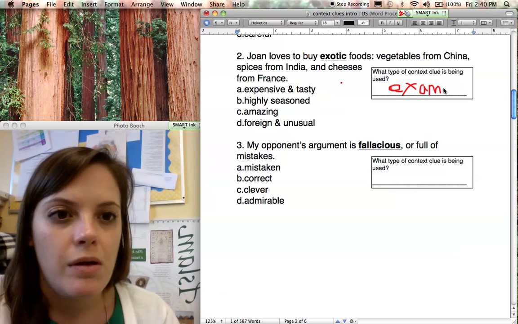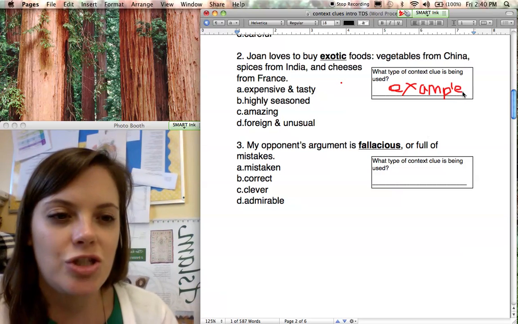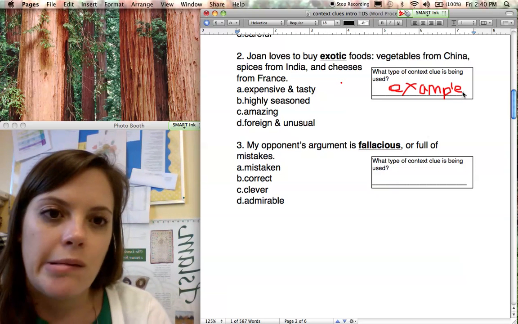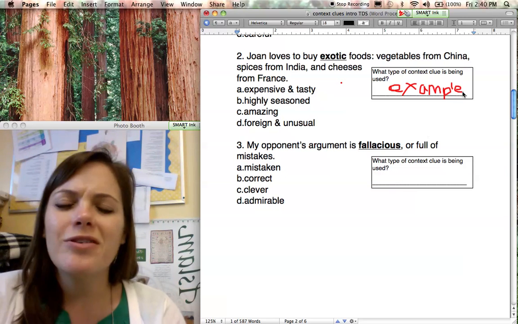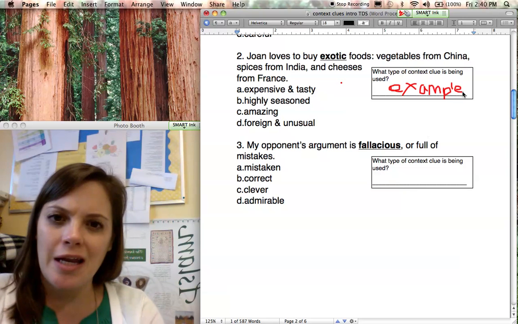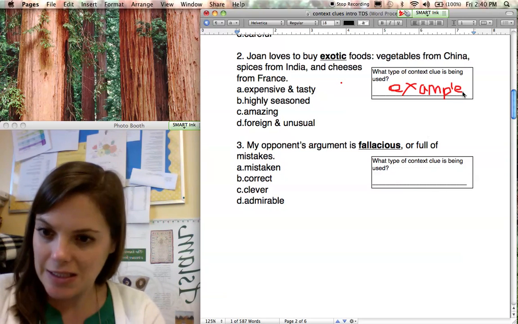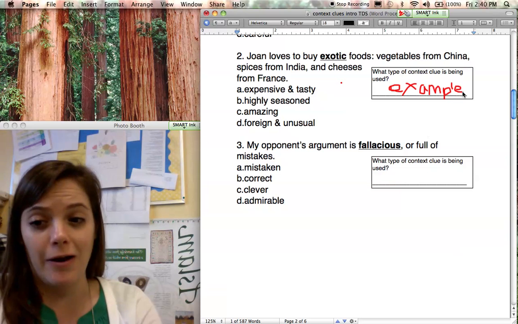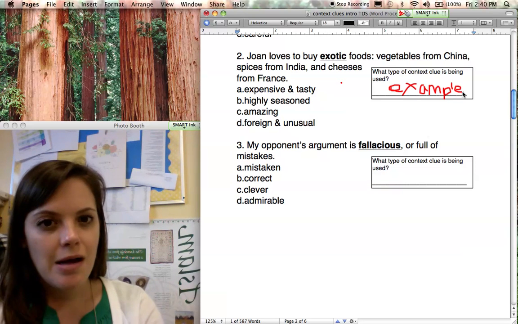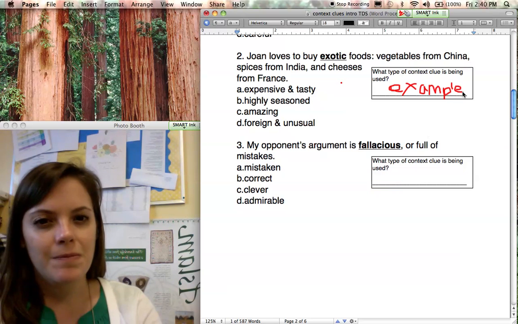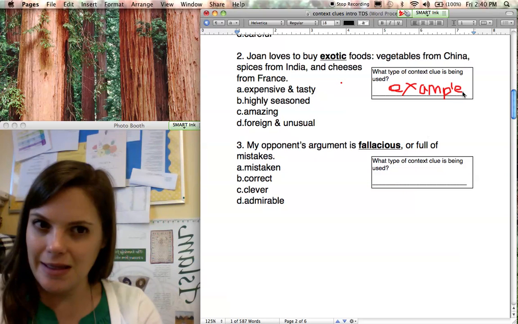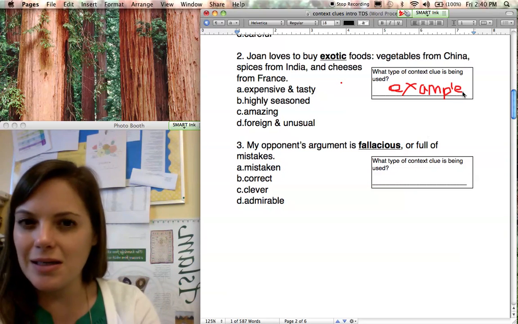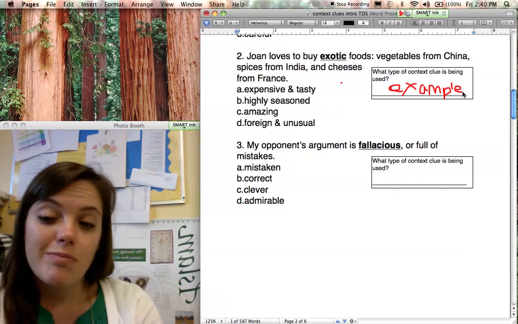So if they're vegetables from China, spices from India, and cheeses from France, looking at my answer choices, A, expensive and tasty. Well, I don't necessarily know that vegetables from China are going to fit expensive and tasty. And many of us might not think cheeses from France are tasty. They tend to be the stinky ones. B, highly seasoned. I wouldn't think that cheeses would have a lot of salt or spices in them, and vegetables not necessarily. Amazing, maybe, right?